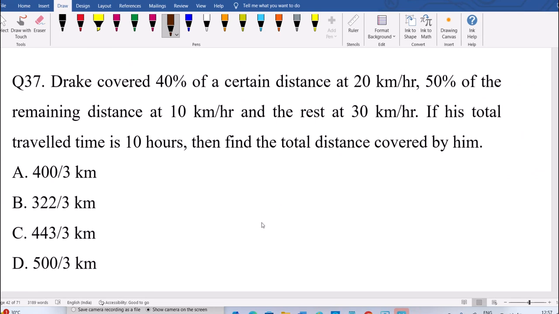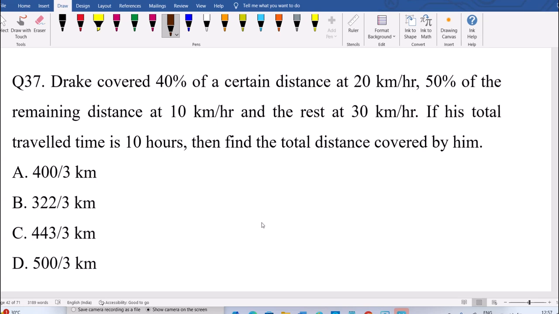Solve this. They said Drake covered 40% of a certain distance at 20 km per hour, 50% of the remaining distance, not 50% of the total, and the rest at 30 km per hour. The total time traveled is 10 hours. Find the total distance covered by him.